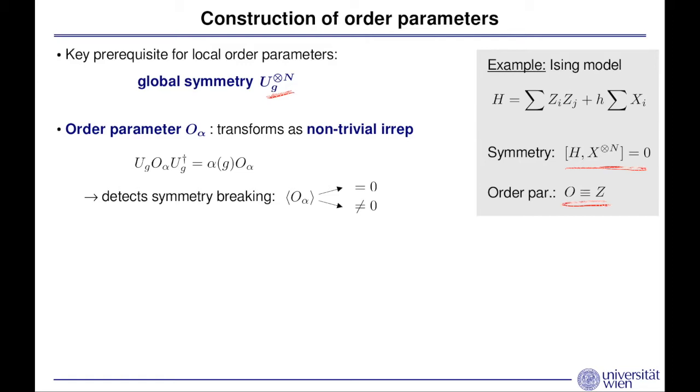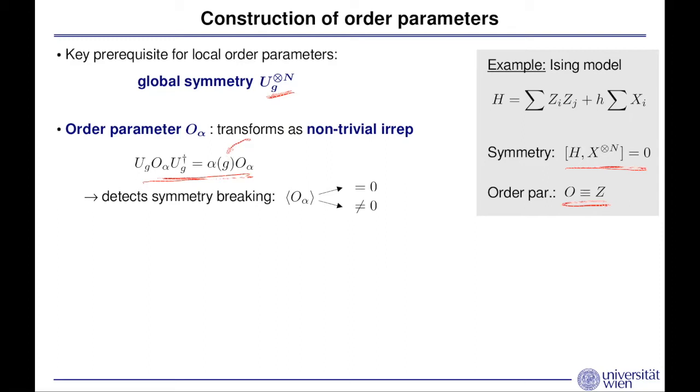So what we want is that an order parameter should transform like an irreducible representation, right? So when we conjugate it with a unitary, when we commute it with a unitary symmetry action, we get some non-trivial phase, right? In the abelian case, certainly. And like Z anticommutes with X.